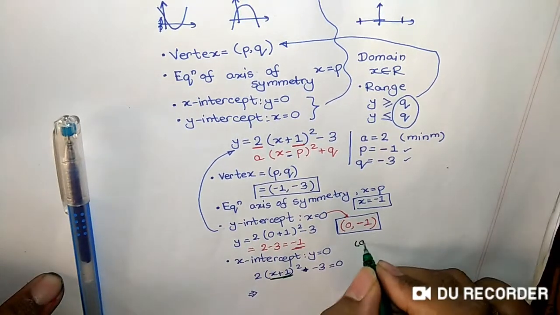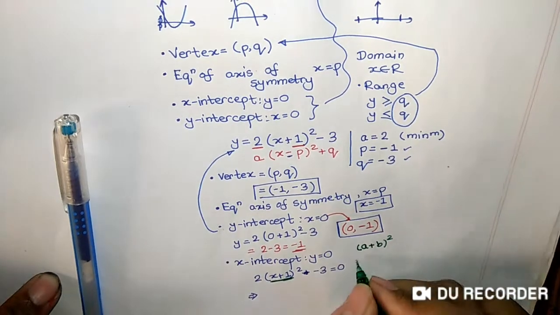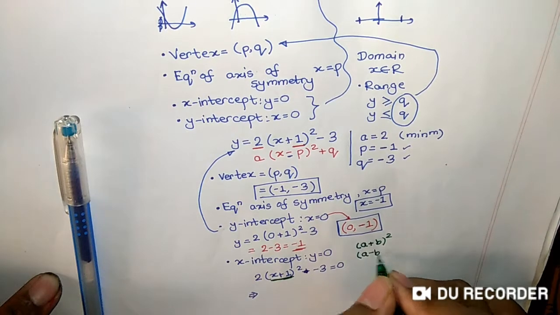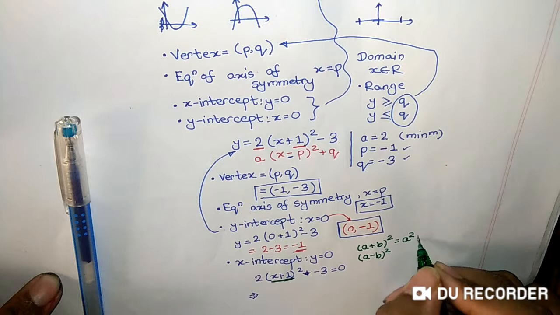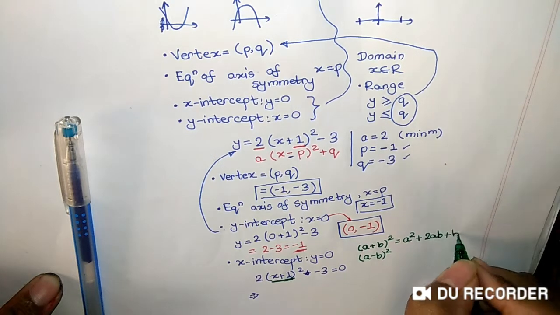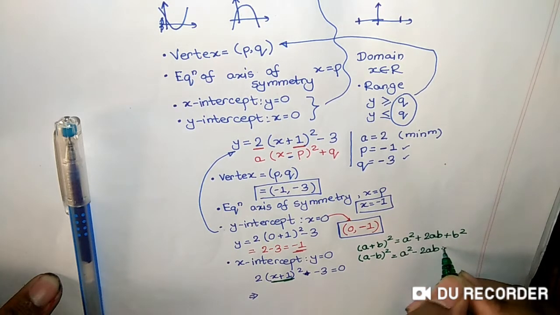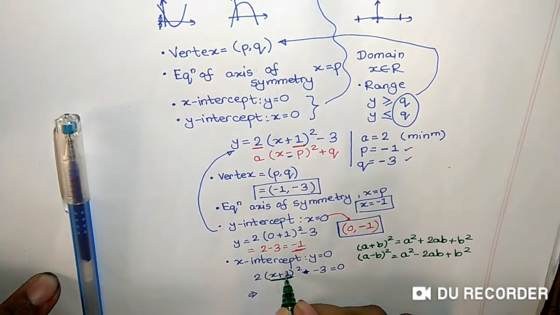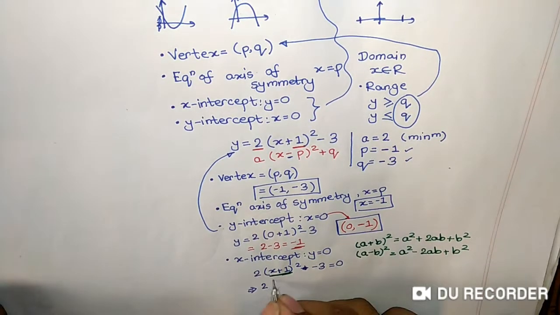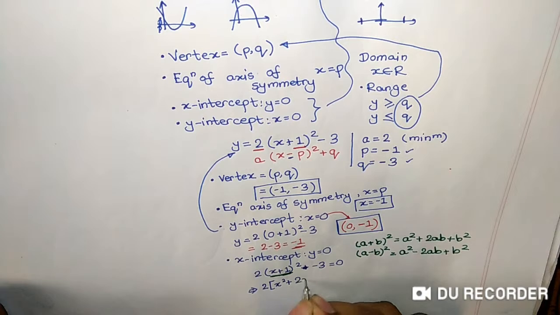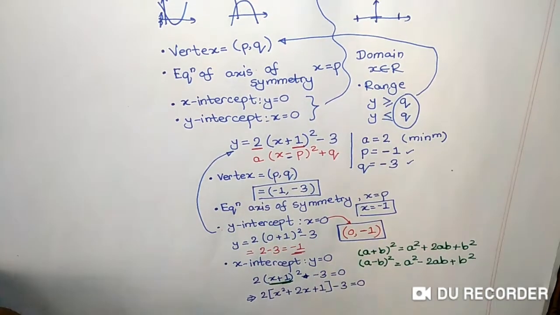If you have remembered (a plus b) whole square, we will be ending up with either one of two forms: (a plus b) whole square or (a minus b) whole square. So I clarify this: if it is (a plus b) whole square, it is a square plus twice ab plus b square. If it is (a minus b) whole square, it's a square minus twice ab plus b square. Here there is an addition, so we are going to break it down to 2 times (x square plus twice x plus 1), and we have negative 3 equals 0.